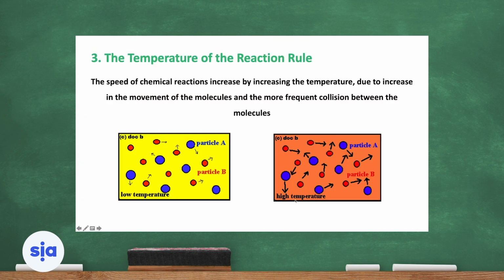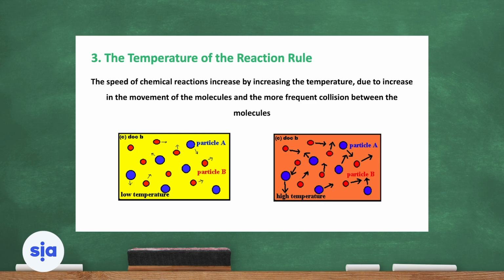Now, the temperature of the reaction. The rule is that when the temperature of the chemical reaction increases, the speed of the chemical reaction increases. In other words, increasing the temperature of the chemical reaction will result in increasing the speed of chemical reactions. Why? Because of the frequent movement and collision between molecules.